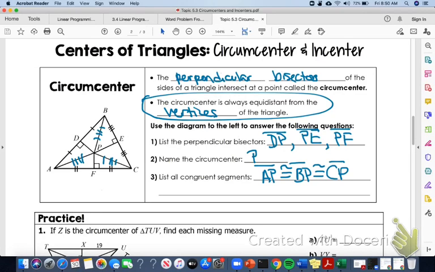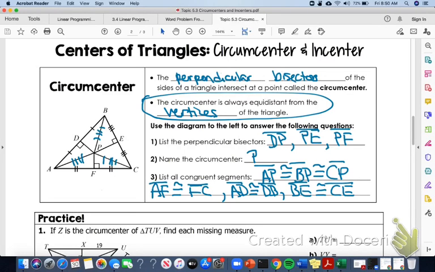Okay. Now we also have some other congruent segments because we have bisectors, which split segments into 2 congruent pieces. So each side has a set of congruent pieces. So AF is congruent to FC, and then we also have AD is congruent to DB, and then our last side we have BE is congruent to CE.